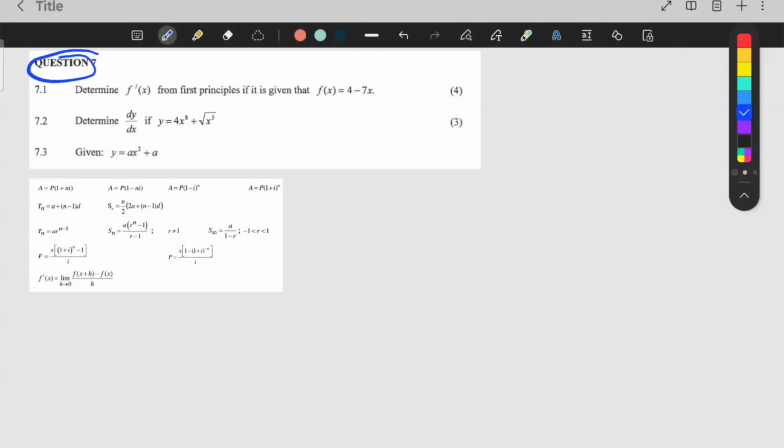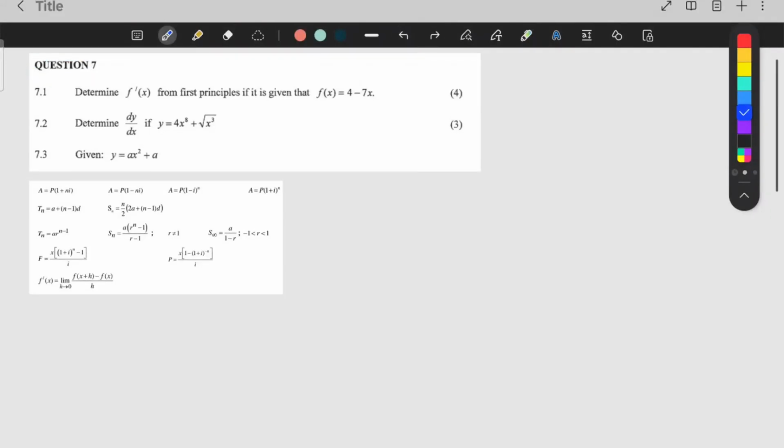Okay, let's do question 7. So 7.1 says, determine f prime x from first principles. So if you see first principles, you must always remember that you have to use this formula to derive. And then they give you f of x is equal to 4 minus 7x. Okay, so we have to derive that using first principles.